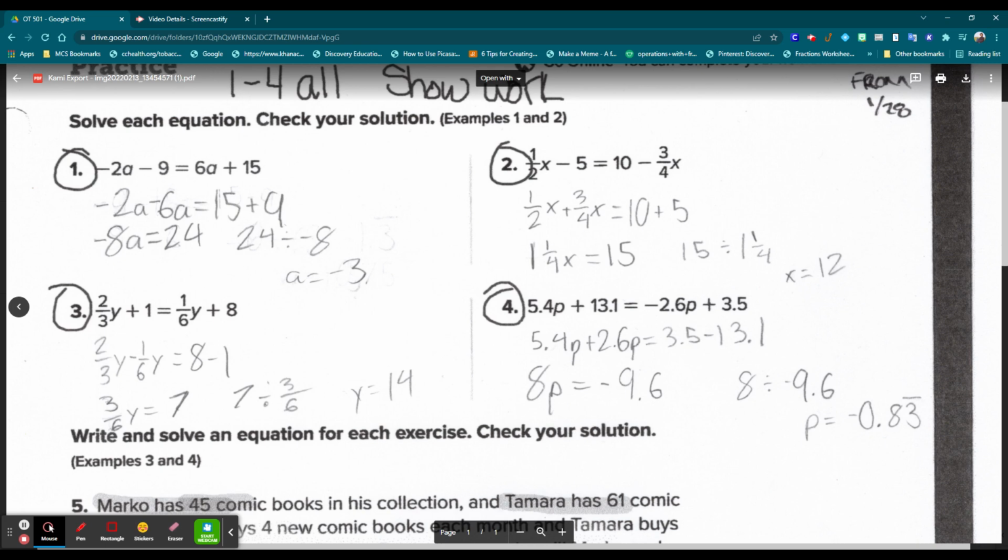Number 1, we have negative 2a minus 9 is equal to 6a plus 15. So I'm going to just rewrite it over here. I'm going to just squeeze it in here. Negative 2a minus 9 is equal to 6a plus 15.